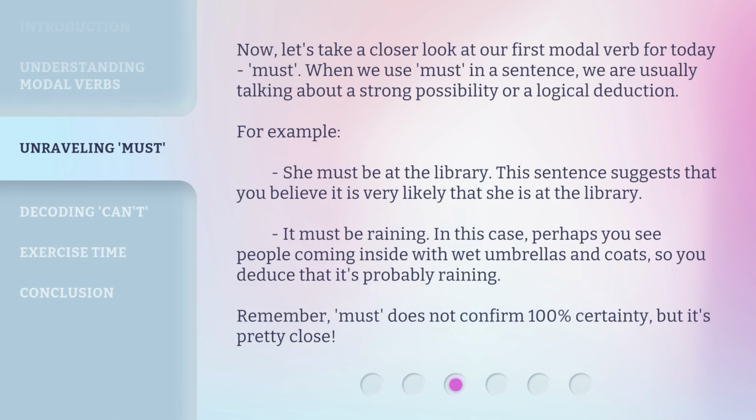Now, let's take a closer look at our first modal verb for today, must. When we use must in a sentence, we are usually talking about a strong possibility or a logical deduction. For example, she must be at the library. This sentence suggests that you believe it is very likely that she is at the library.